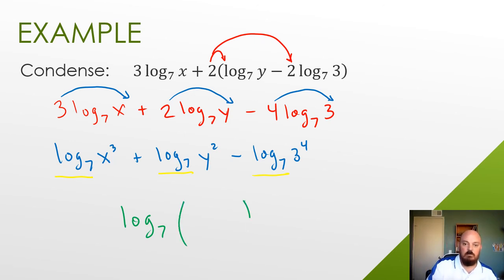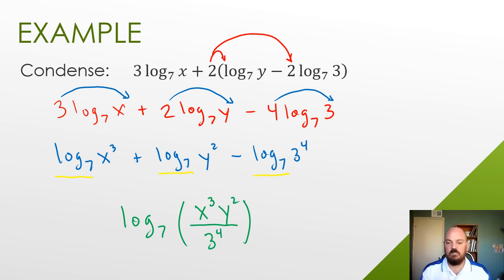I'm going to make a fraction here, and I'm going to say for any log that's being added, that part goes on top. So I start with a positive log base 7 of x cubed, so I'm going to put the x cubed on top. And then I have plus log base 7 of y squared, so the y squared also goes on top. Then minus, and anything that's being subtracted goes on the bottom. So I would put my 3 to the 4th power on the bottom. And you can leave it as 3 to the 4th, or 3 to the 4th is 81. So if you wrote 81, of course that's fine, but you're also welcome to leave it as 3 to the 4th power. Either one is fine. But that's our final answer.